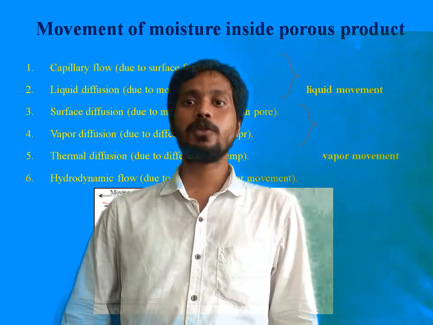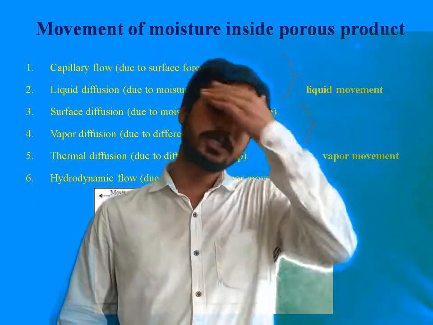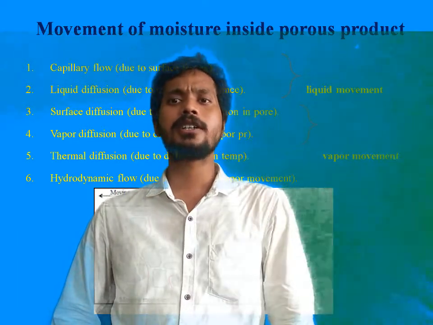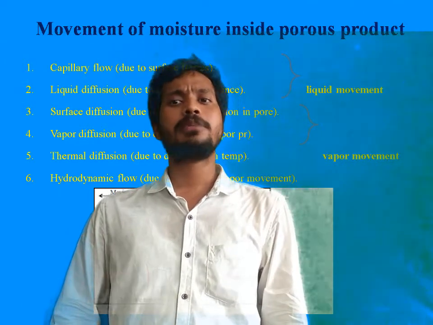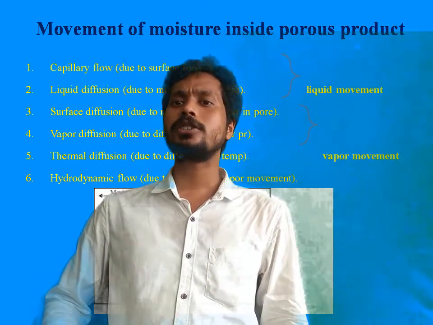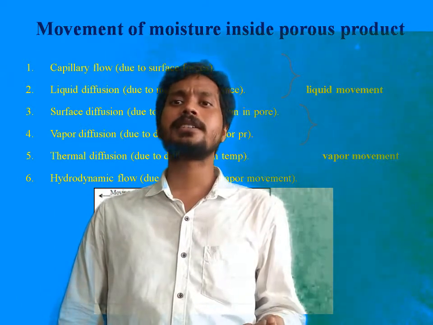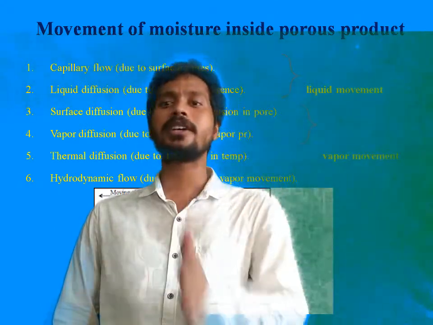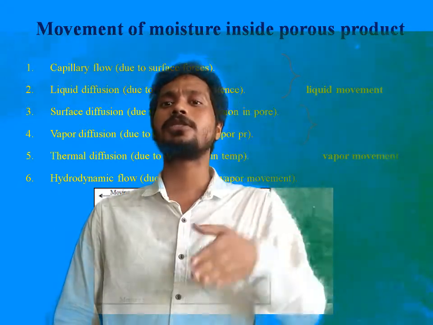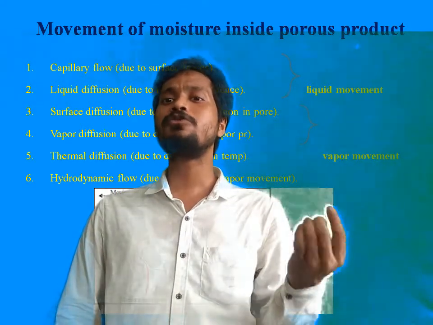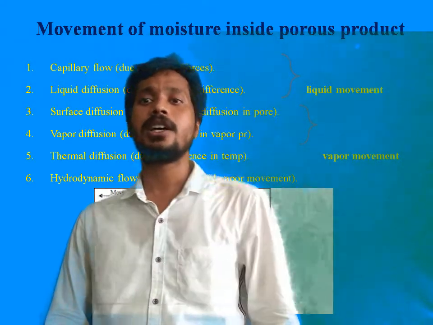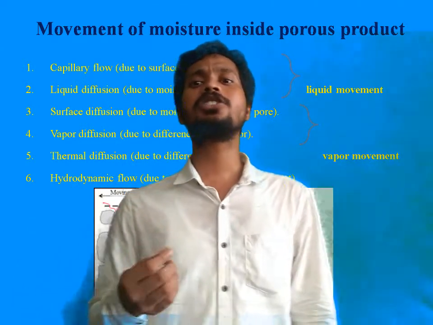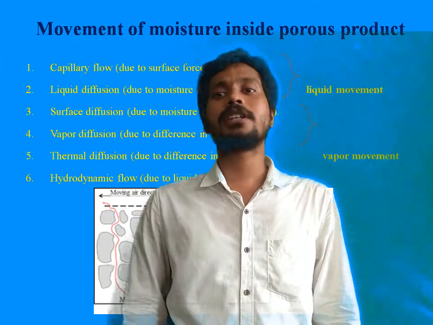Next, you see the movement of moisture inside the porous product. Several movements occur during drying inside the product, because I told you that this product has solid matter, moisture and pore spaces. Through the pore space, the moisture migrates from center to surface, and from surface to surroundings. So the movement of moisture is not linear; it is totally non-linear or zigzag. This happens due to several forces.